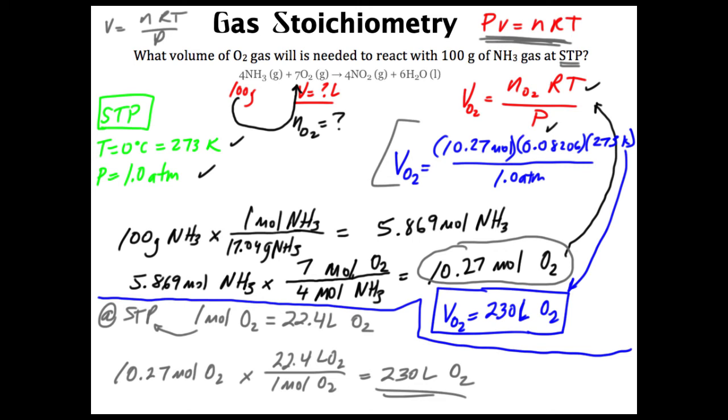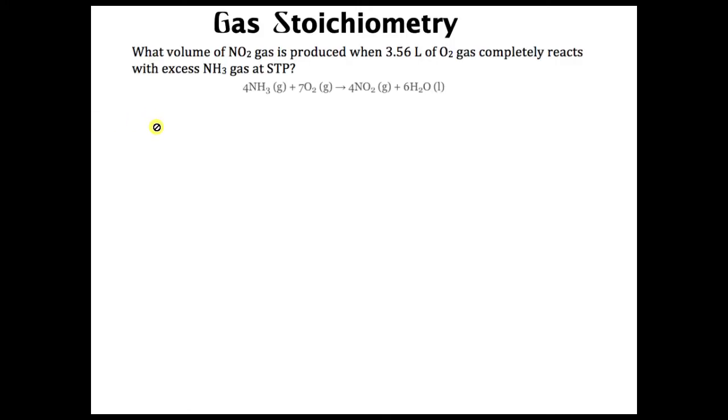Alright, again, if you want to stop the video, you can stop the video at this point, but I'm going to show you one more shortcut you can do with gases if you want. So the other shortcut is, in this problem, what we're looking for is the volume of nitrogen dioxide.